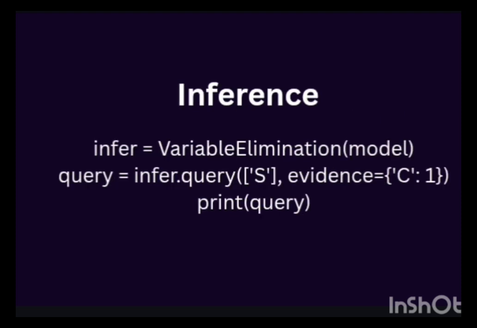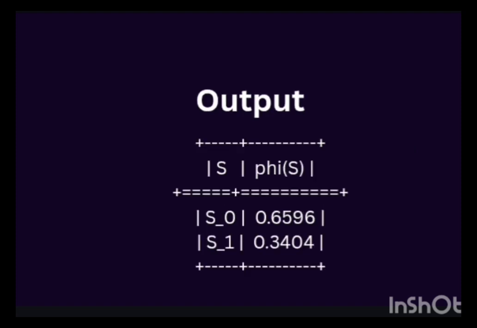Output. This slide shows the output of the inference query. It provides the probability values for different states of variable S. This result indicates how likely each outcome is based on the given evidence.